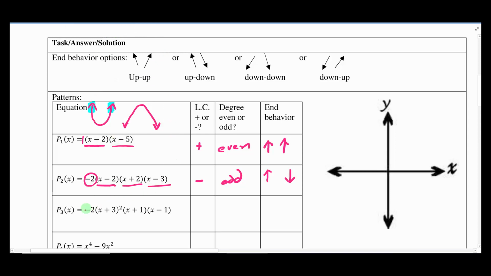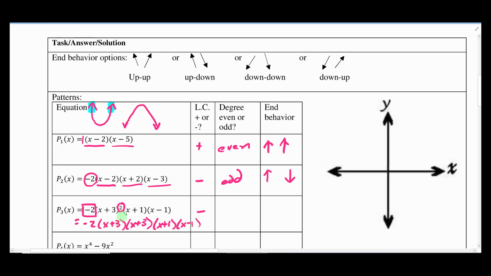Okay, so again, my leading coefficient is the number out front of the polynomial. So we have a negative 2, a negative leading coefficient. It looks like 1, 2, 3 factors here, but notice that this factor has an exponent of 2 on it. When we have an exponent of 2, that means we take this thing and multiply it by itself. So really what we have here is negative 2 times x plus 3 times x plus 3 times x plus 1 times x minus 1.